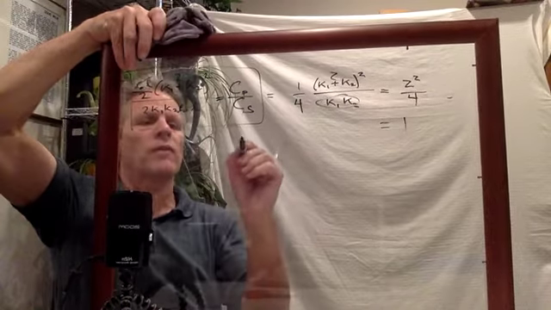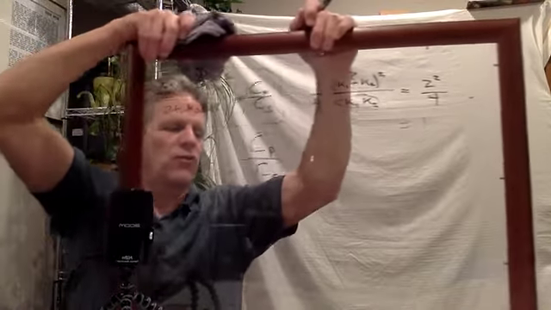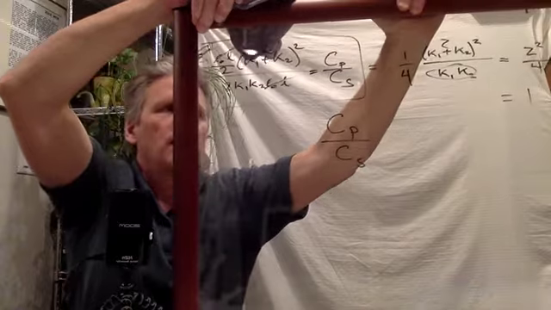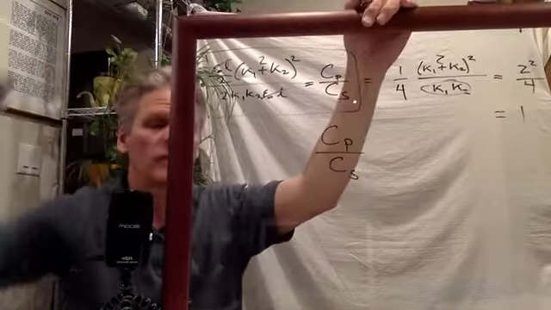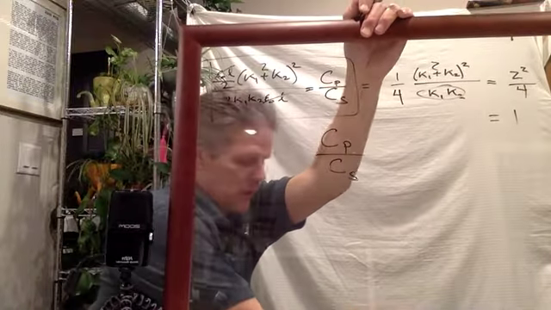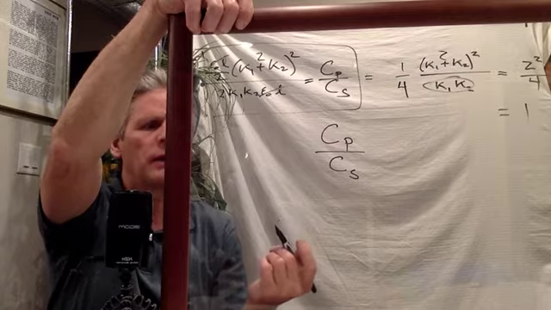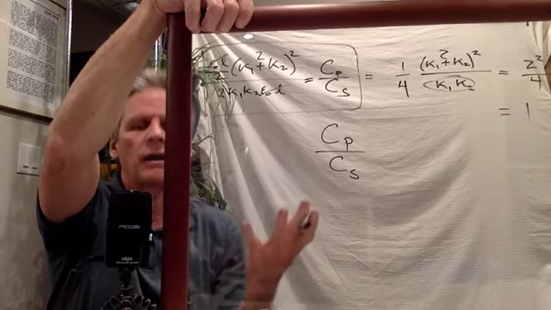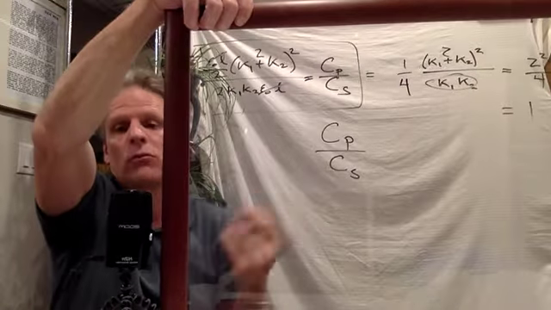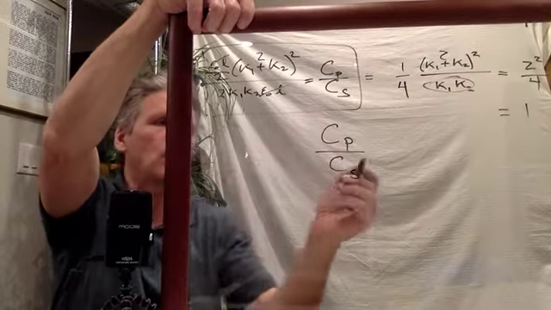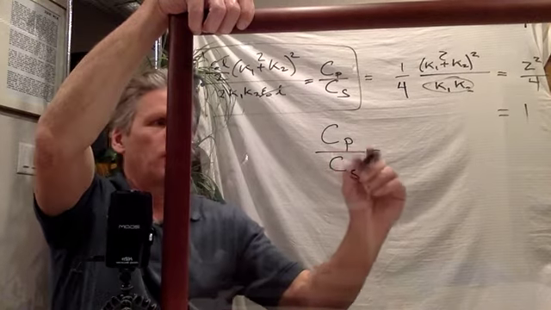And so, what does this say? It says that if kappa 1 and kappa 2 are equal to 1, then the ratio of the parallel capacitance to the series capacitance is that they are equal to one another. Well, what does it mean if kappa 1 and kappa 2 are equal to 1? What is the dielectric constant of 1? What has a dielectric constant of 1? Vacuum, or air, close enough. They're both the same.